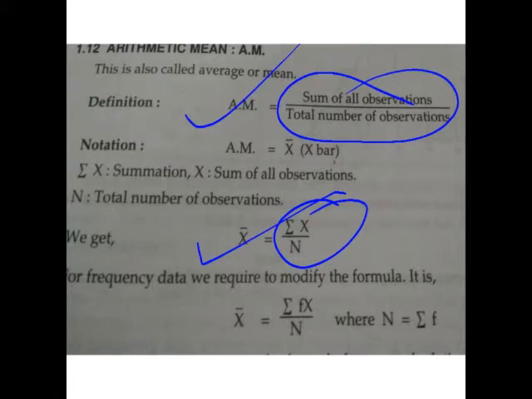If frequency data is given, then the formula changes from summation of x to summation of fx divided by n, where n is the summation of f. If we take the total of the frequencies, it becomes n. This is an example with this data. The summation is 264 divided by n, the total number of observations, which is 10. So we get 26.4.